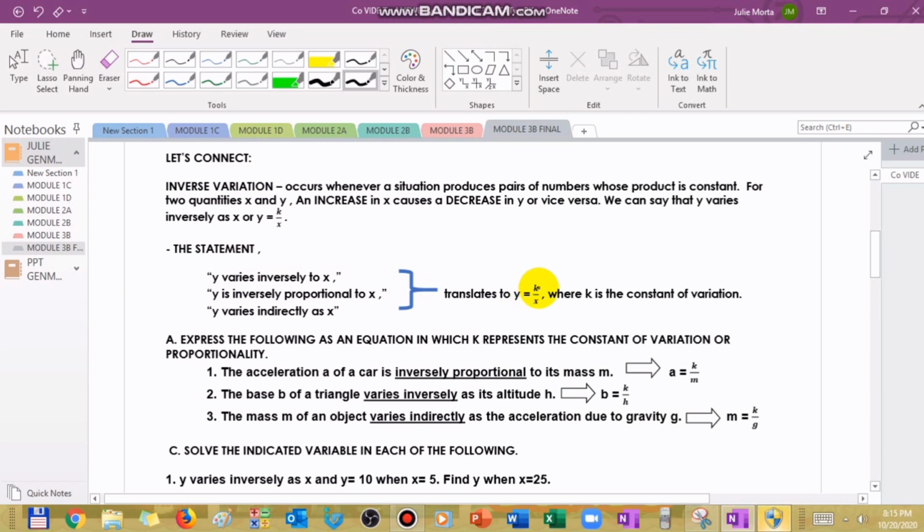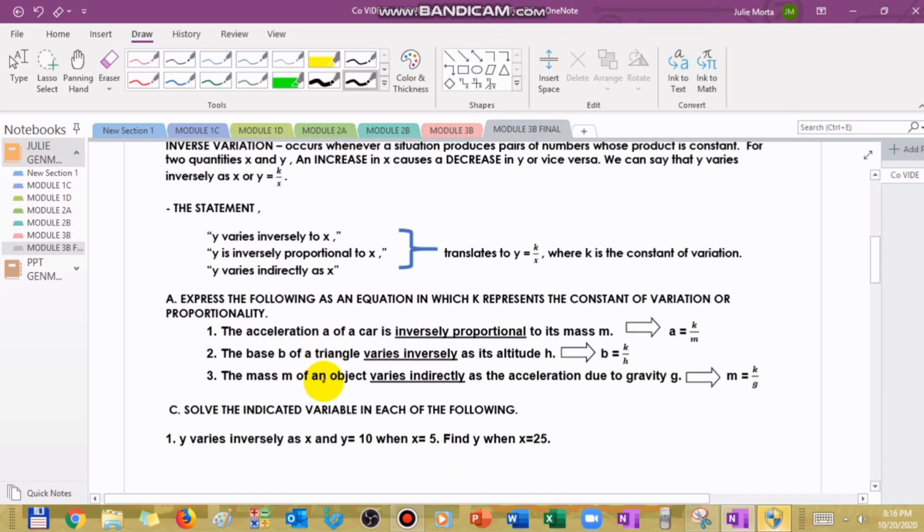Bakit nagkaroon bigla ng k? Yung k is a constant of variation. Kapag sinabi mo ring y is inversely proportional to x, ganun din ang ibig sabihin. Y is equal to k over x pa rin. Y varies indirectly as x, ganun pa rin, y is equal to k over x pag translate natin into notation, or pag ni-represent natin siya into variables only or symbols na ganito.